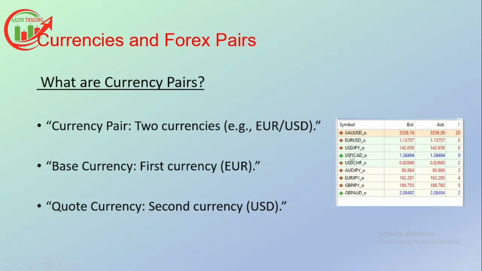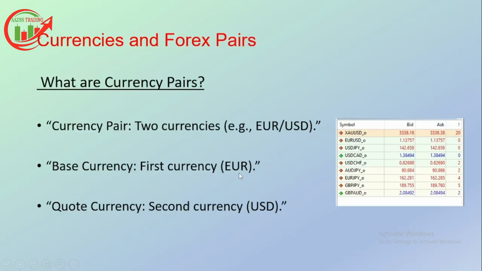So if you look at this image, you see there is XAU USD, there's Euro USD, there's USD JPY, there's USD CAD, there's USD CHF, there's AUD JPY, there's Euro JPY. So these are currency pairs. And you see we have the first currency, and we have the second currency traded as one. So you're trading Euro against USD. So if you're trading GBP AUD, that means you're trading GBP against AUD.